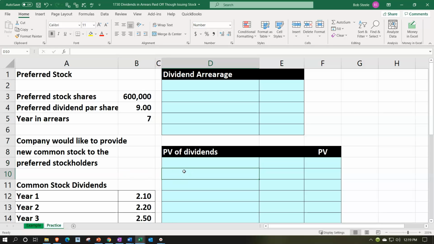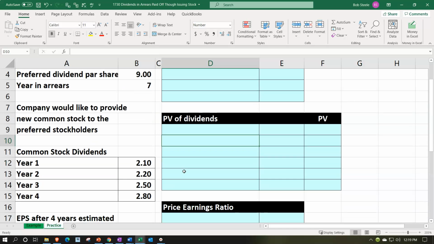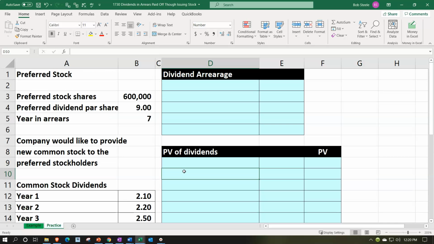The general problem layout's going to be, we have preferred stock. We haven't paid the dividends in a while, so we have dividends in arrears that we're going to have to figure out. And then we're going to want to be paying them off with the common stock. So we'll determine what common stock will need to be in order to pay off the dividends.